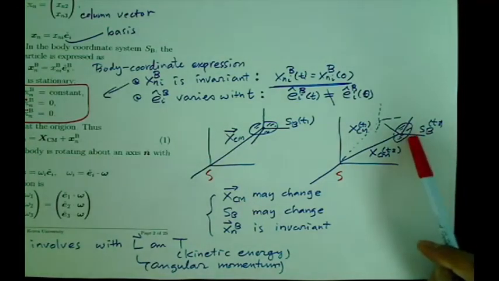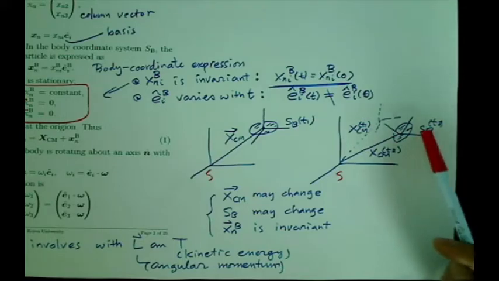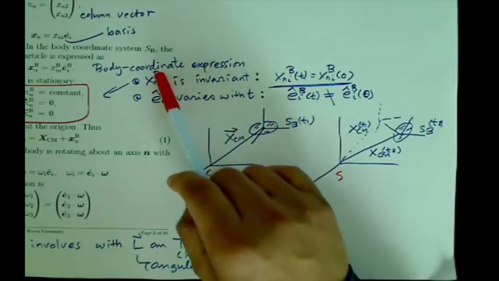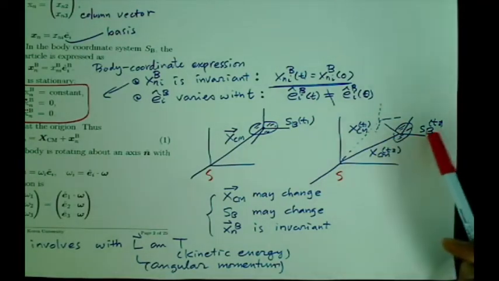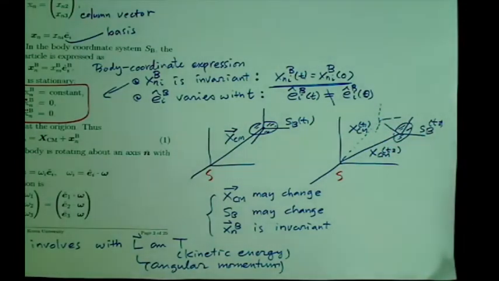But as far as we describe the rigid body motion in the body coordinate system, the x_n in the body frame is always the same. The change of those unit vectors of the body coordinate system can be simply described by the Rodrigues formula for finite rotation.